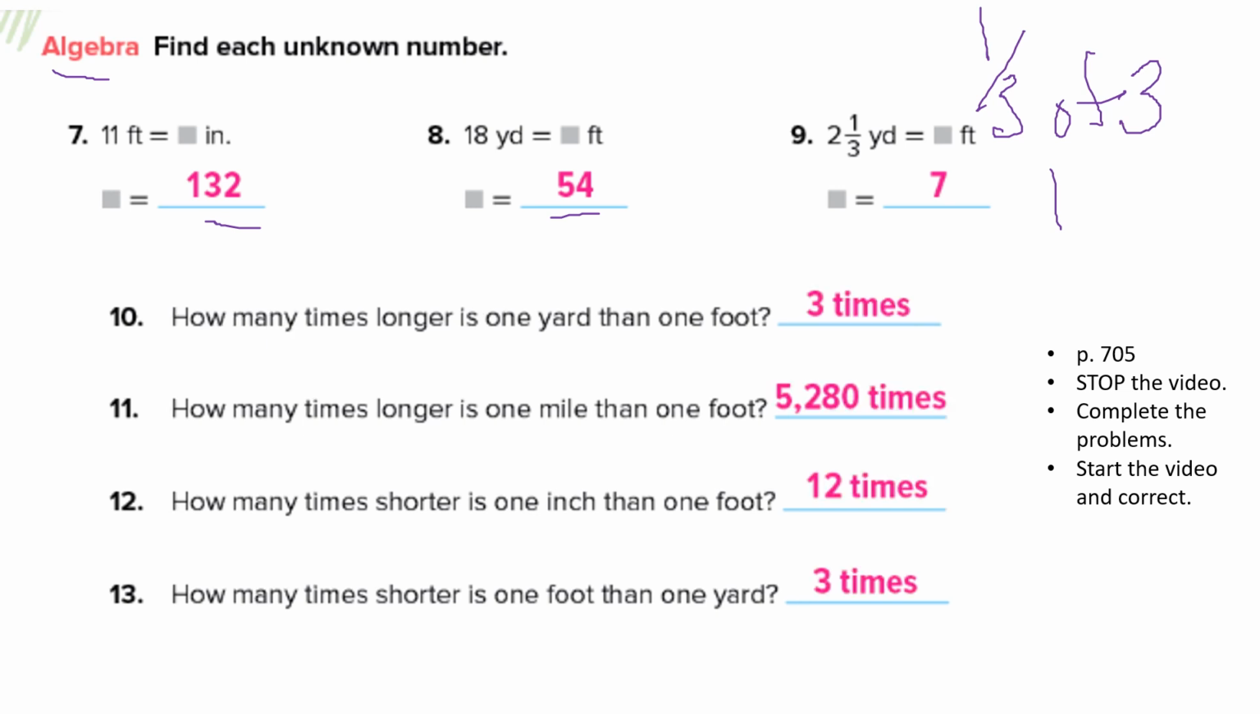How many times longer is 1 yard than 1 foot? 3 times, because 3 feet equal a yard. How many times longer is 1 mile than 1 foot? 5,280, because there are 5,280 feet in 1 mile. How many times shorter is 1 inch than 1 foot? Well, 12, because there are 12 inches in a foot. And how many times shorter is 1 foot than 1 yard? 3, because there are 3 feet in a yard.